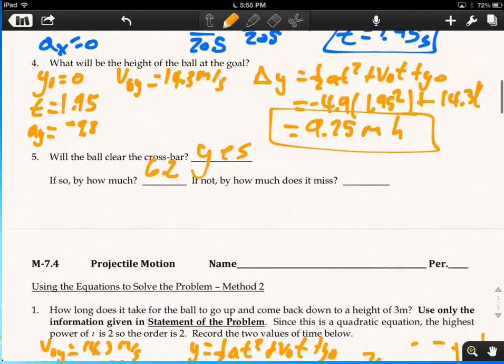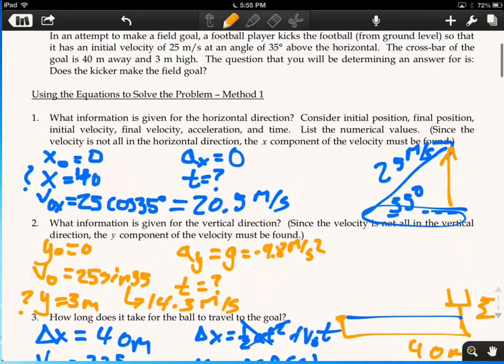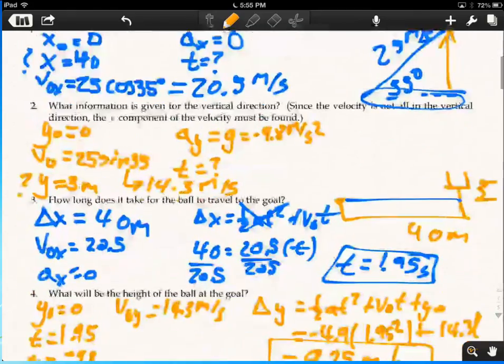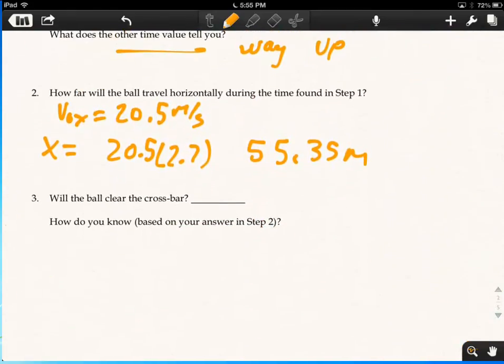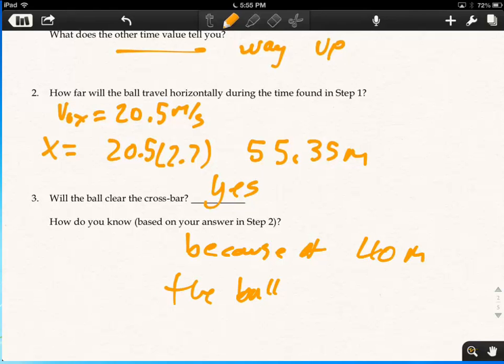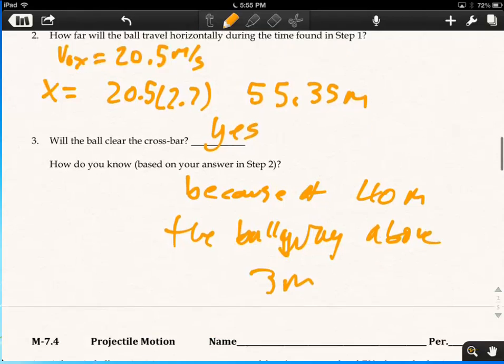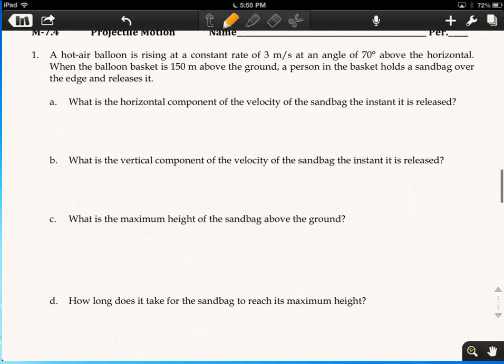Does it cross the crossbar? Well, how far did it have to go in order to cross the crossbar? It only had to go 40 meters. So yeah, totally crosses. How do I know based on this answer? Because at 40 meters, the ball was high enough, was above 3. Okay, so there's two ways to do the same problem. It was just working x first or working y first. It doesn't really matter.